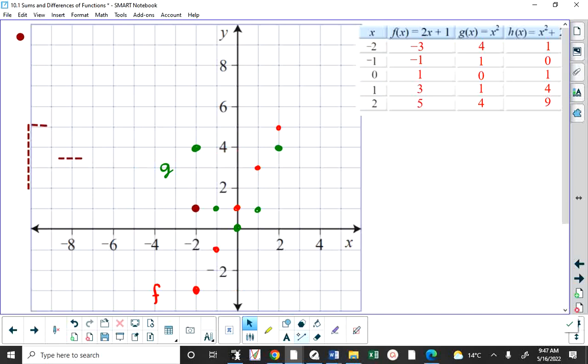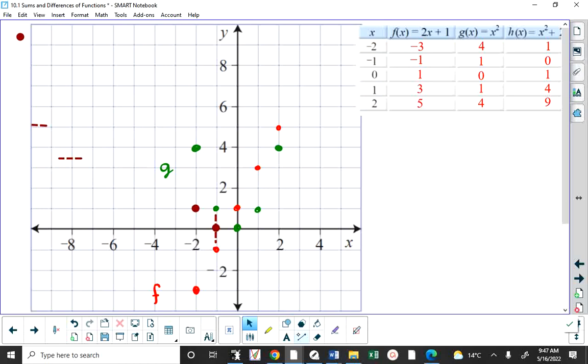Then you can do the same thing. You can move over to -1 and look at those two y coordinates. Those two y coordinates are 1 and -1. When you add them, you're going to get 0. And you just continue this process. And the reason why you have to be able to do this from a graph is sometimes you're not given the equations. Most of the times you're not given the equations.